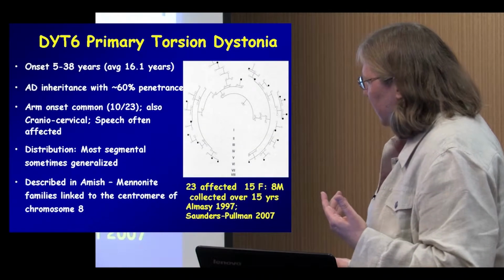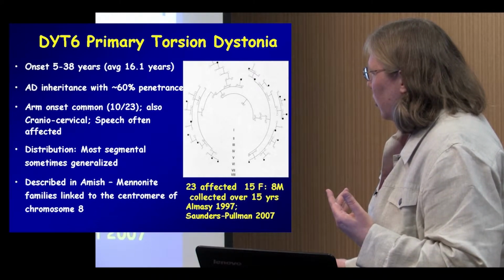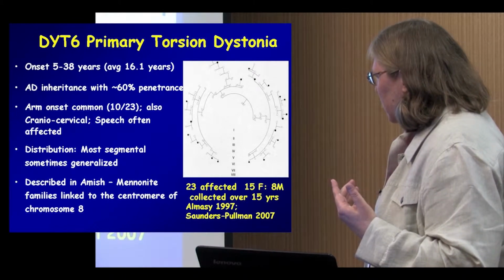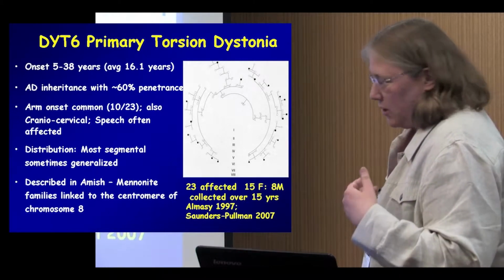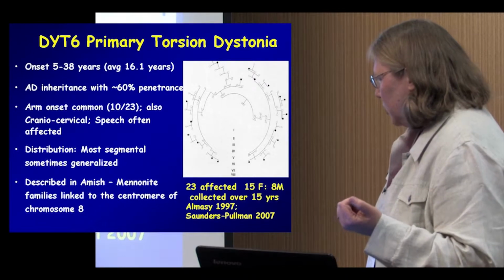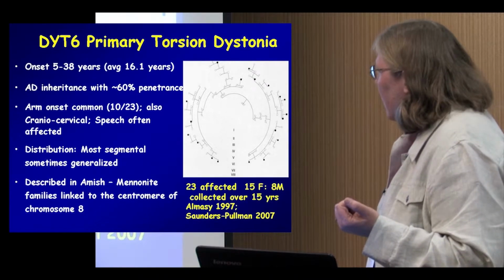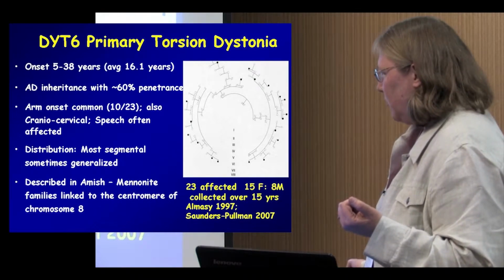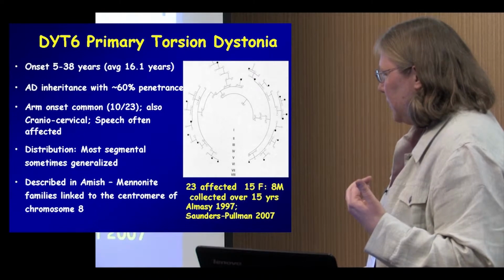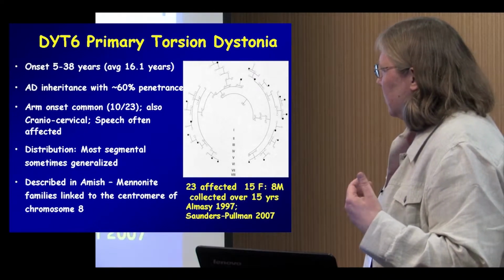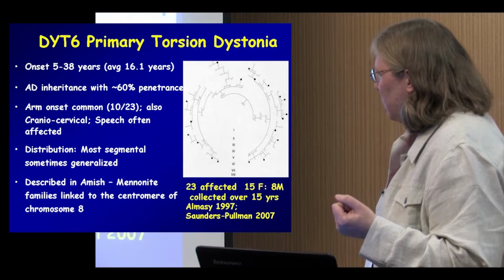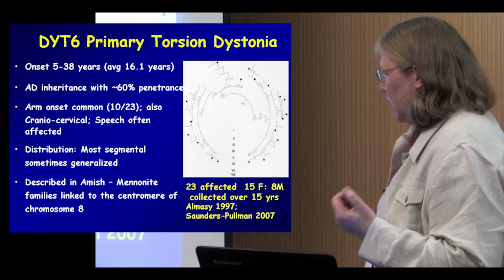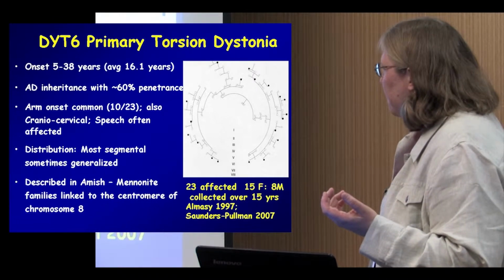So I'm now going to talk about DYT6 dystonia, which is an early onset form of dystonia, and it was identified first in a very large family. There are 23 affected members. This is a pedigree that's connected 6 generations back, and it's from the Amish Mennonite population. It's an early onset form, as I said. The average age is about 16 years in this family. It's inherited as a dominant trait. The onset is mainly in the arm, but there are other body regions involved, with speech often affected, which is why we're interested in it in relation to spasmodic dysphonia.